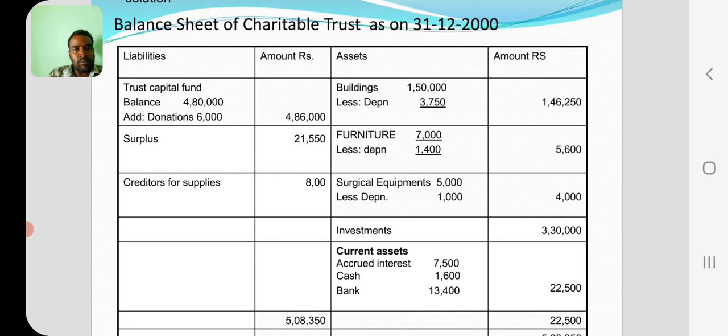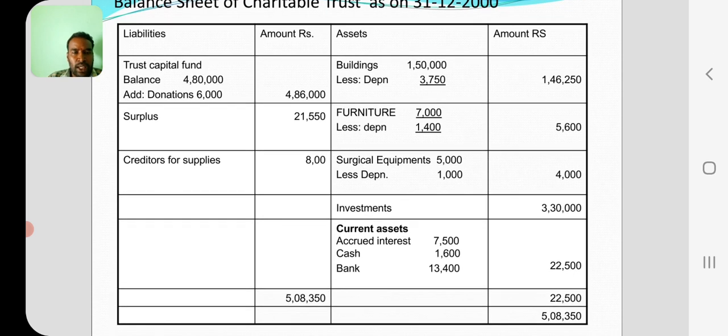So see here, after preparation of the income and expenditure account, we have to prepare the balance sheet. See here, the balance sheet of the charitable trust as on 31/12/2000. Liabilities, amount, assets and amounts.